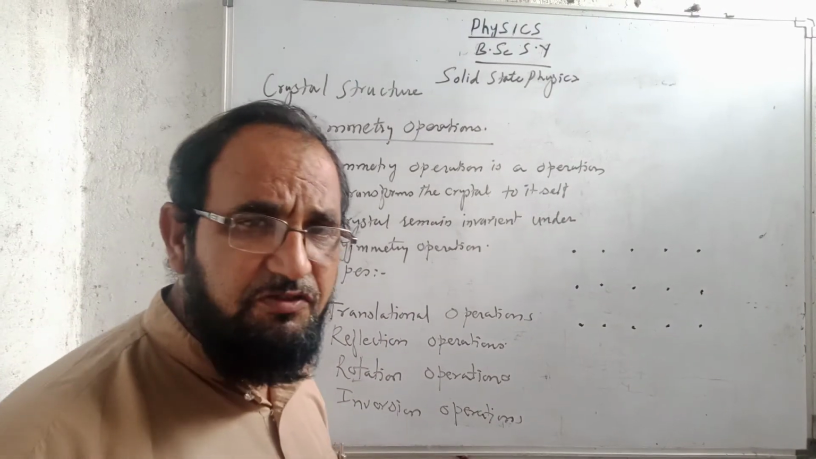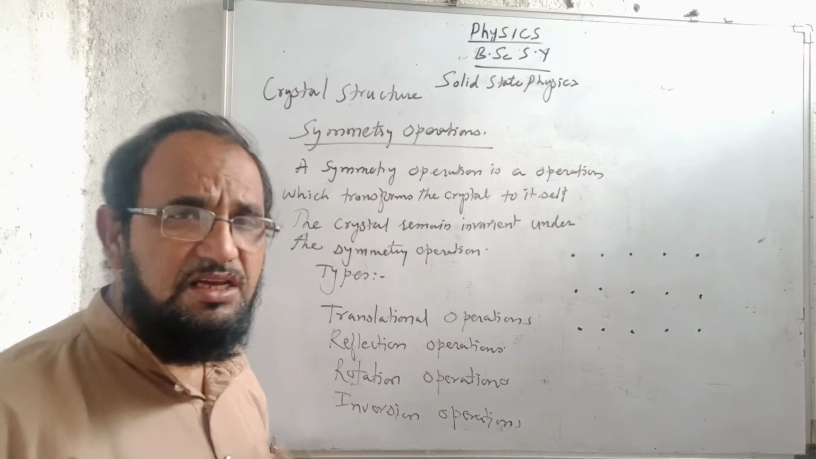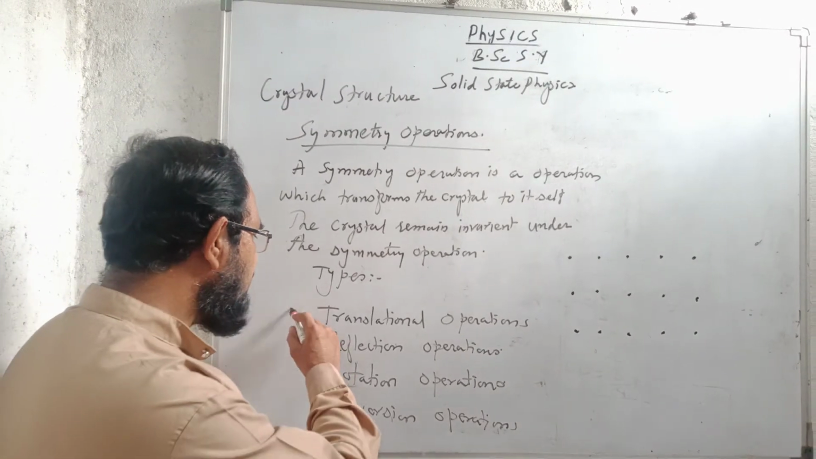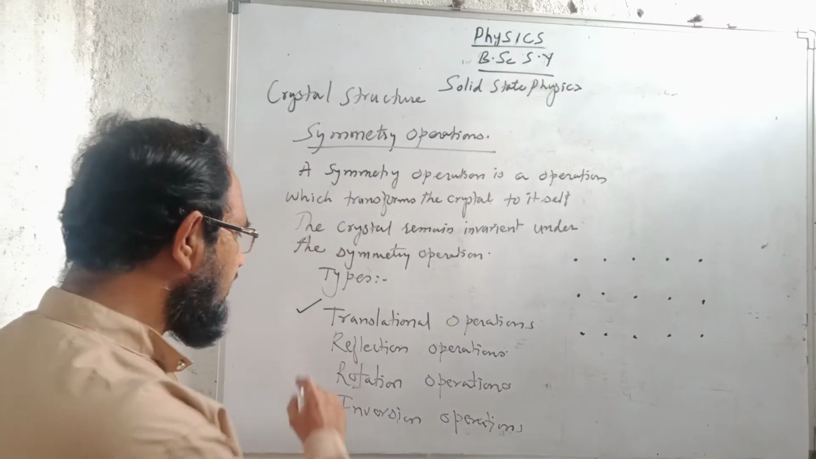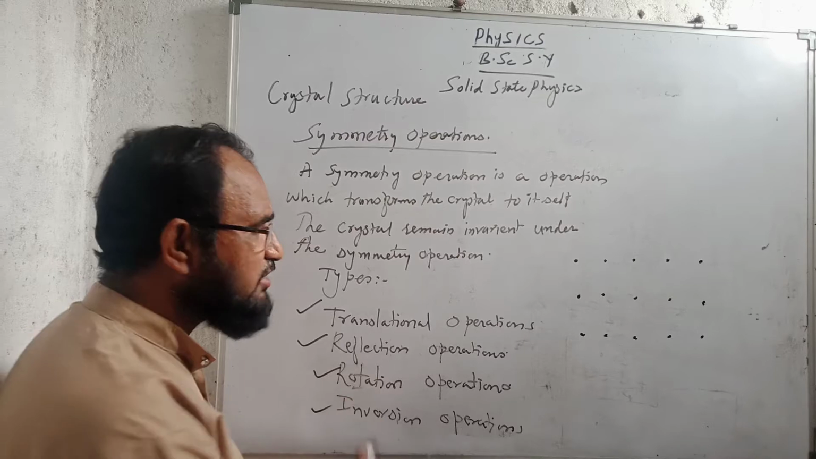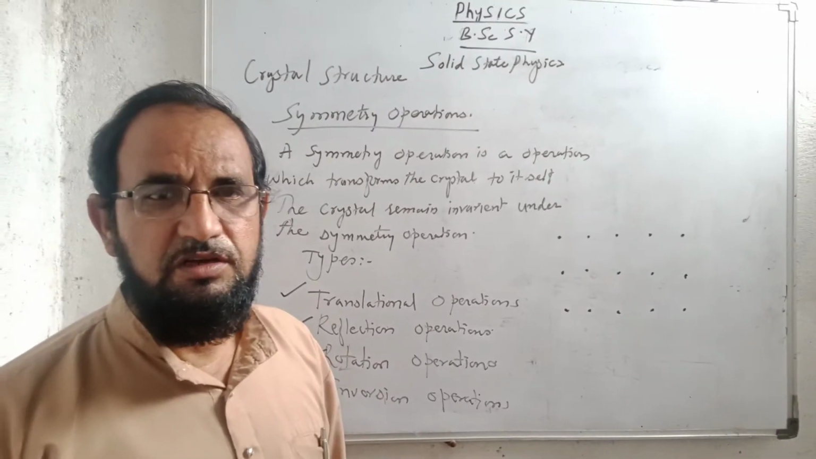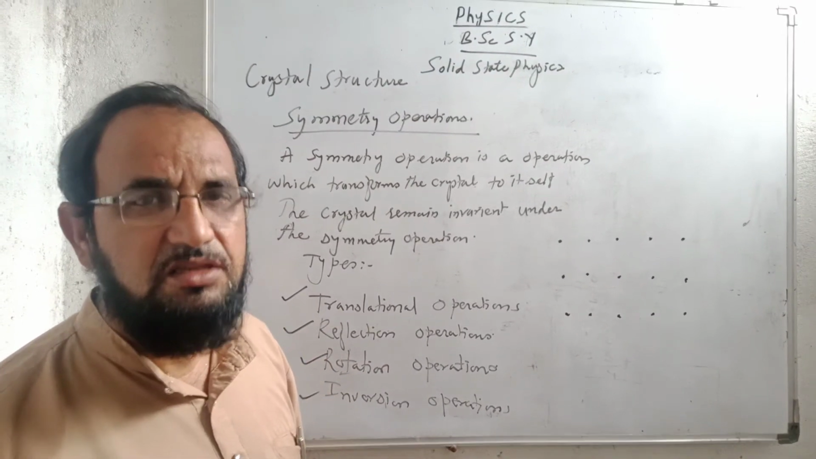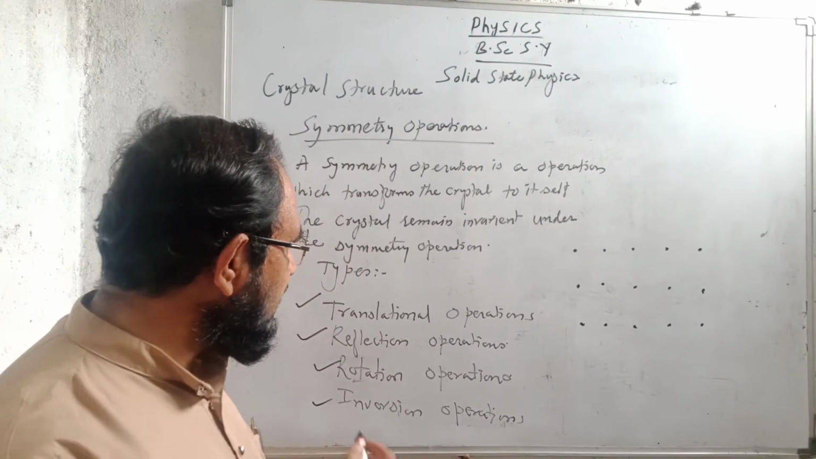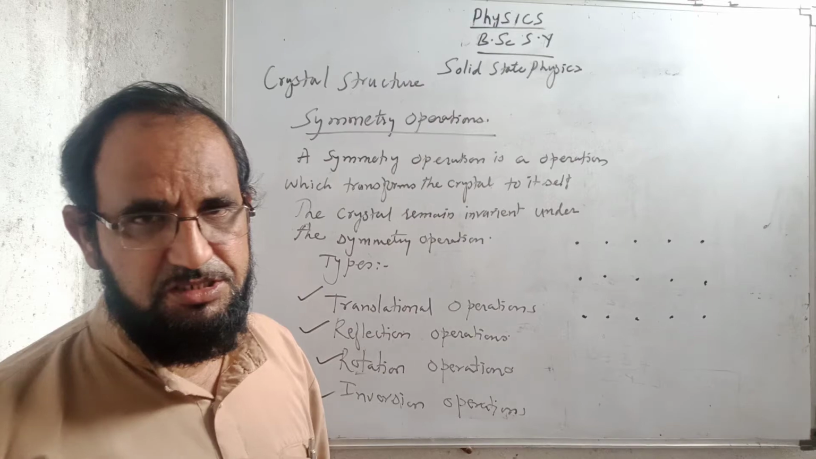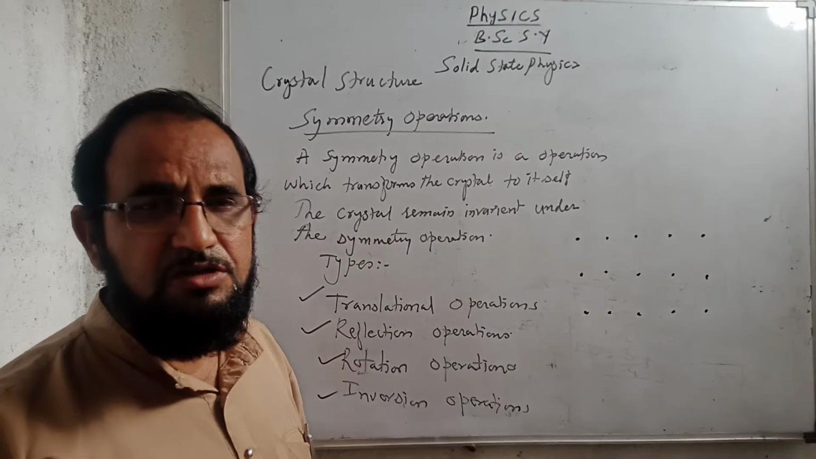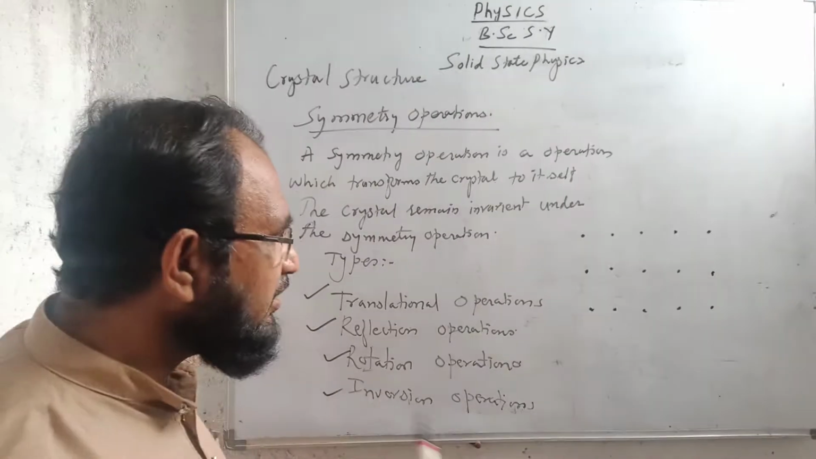So how many types of symmetry operations are there? Here in 2 dimensions and 3 dimensions we can perform translational operations, reflection operations, rotational operations and inversion operations. So we will study these symmetry operations one by one. First we will study the translational operation. It means we have to translate a lattice point so that the point remains invariant.